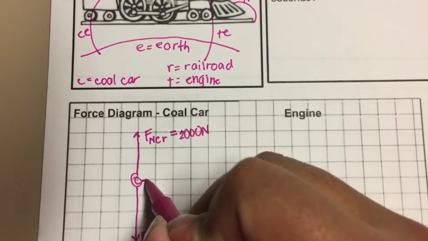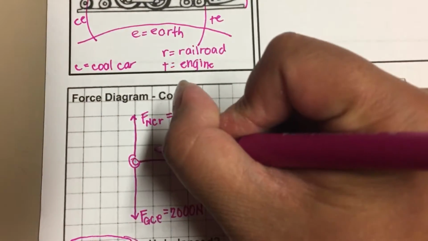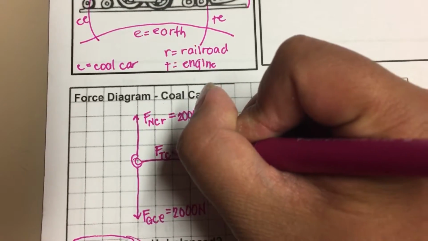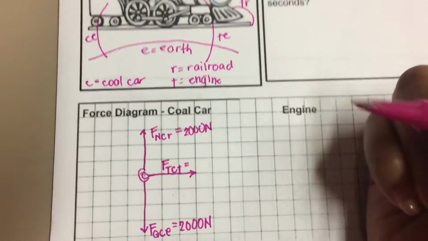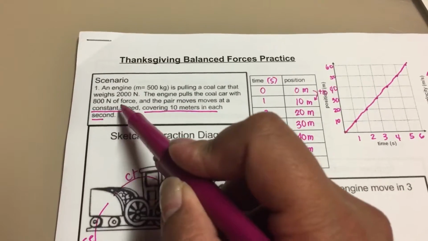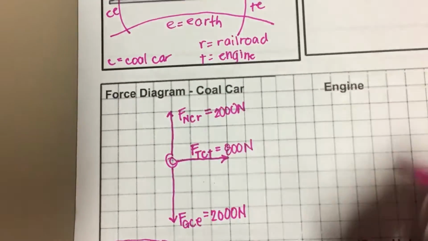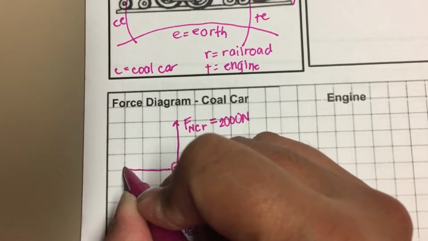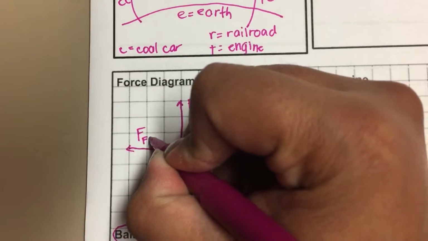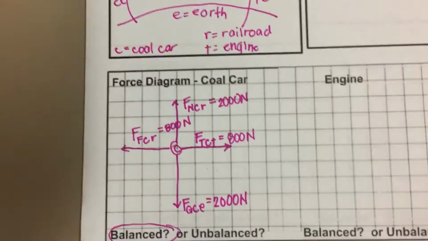The coal car is being pulled in this direction by the engine car. So I'm going to write pulled on the coal car by the engine car at, from our information here, the engine pulls the coal car with 800 newtons of force. So here I'm going to write 800 newtons of force. And we know that it is a balanced force, so then the force of friction on the coal car by the railroad track is going to also be 800 newtons.